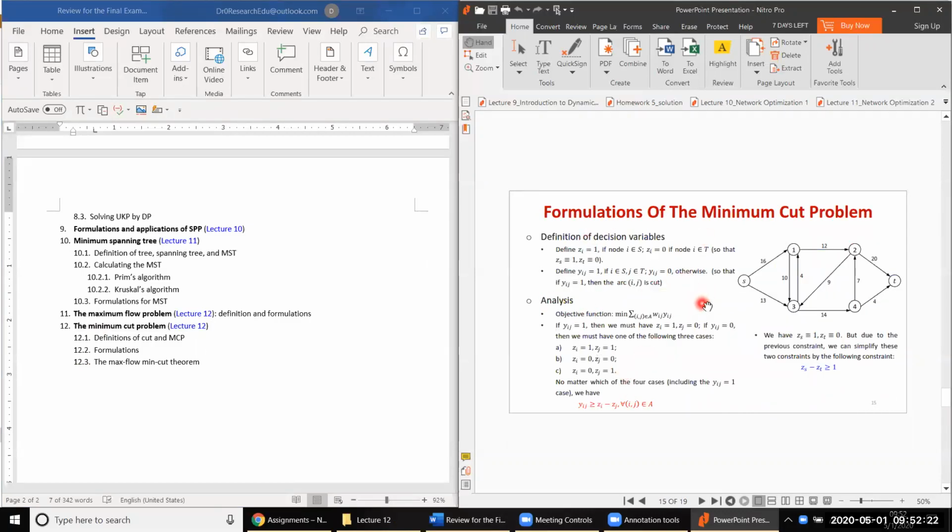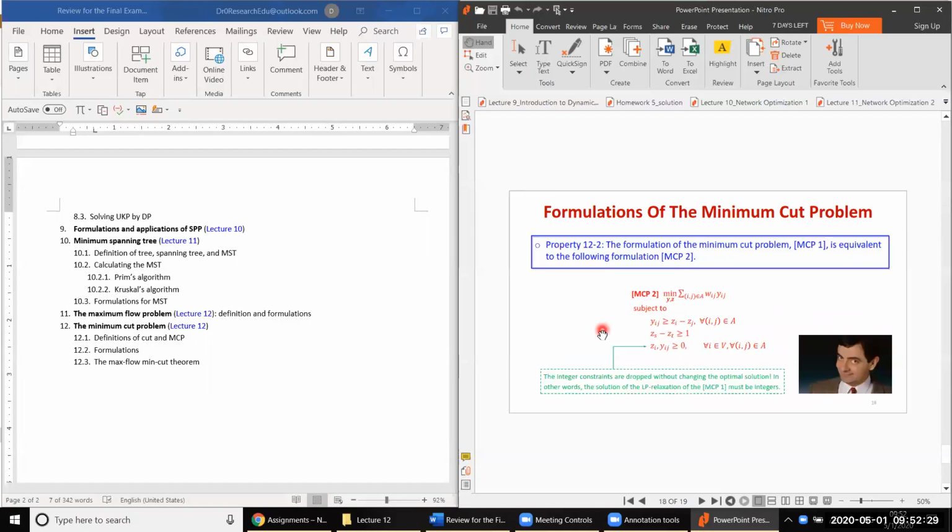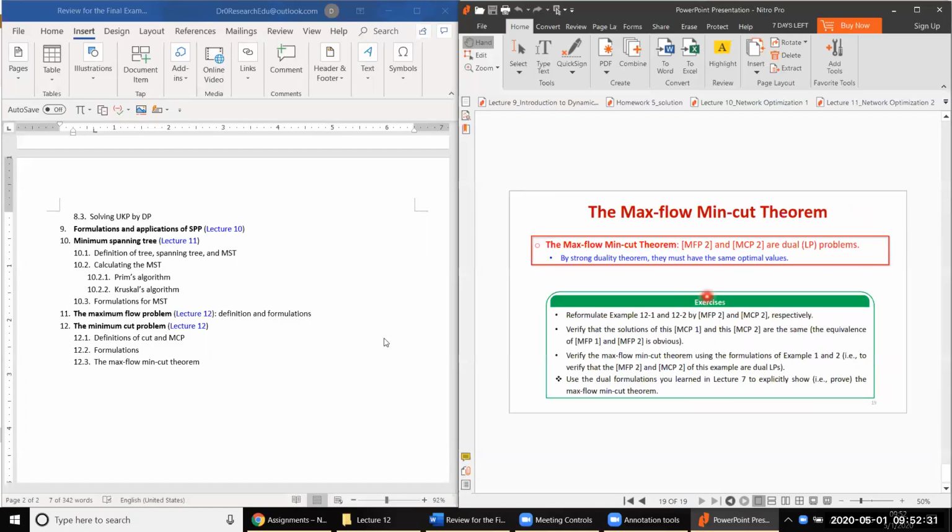We have introduced, for both the maximum flow and minimum cut problems, two groups of formulations. And finally, the thing we just mentioned: the maximum flow and minimum cut problems, which are MFP2 and MCP2, are dual LP problems. You need to be able to recognize this, and maybe I will ask you some problems, for example, to explicitly formulate the problem. I think that's everything about the review part.